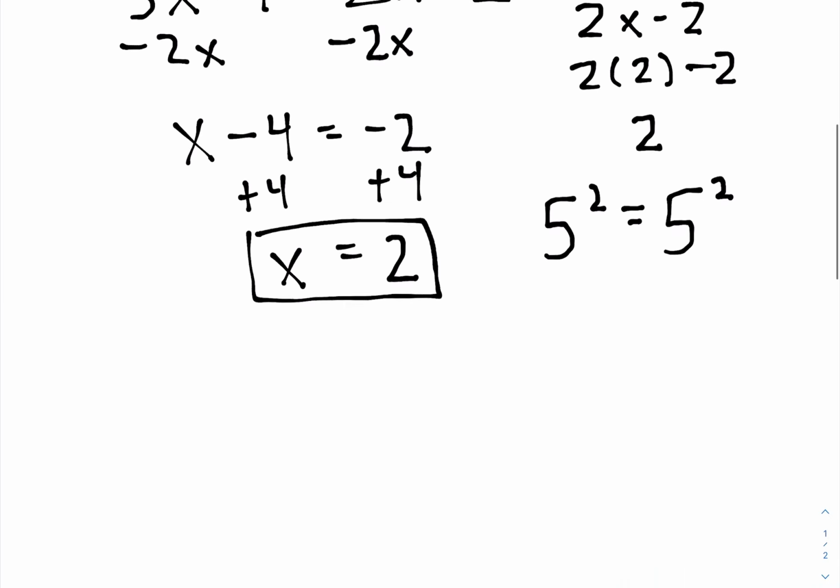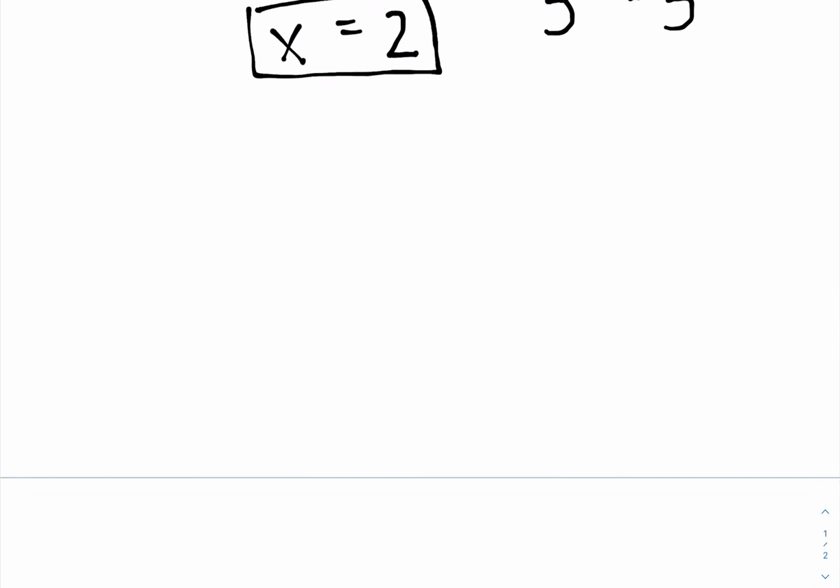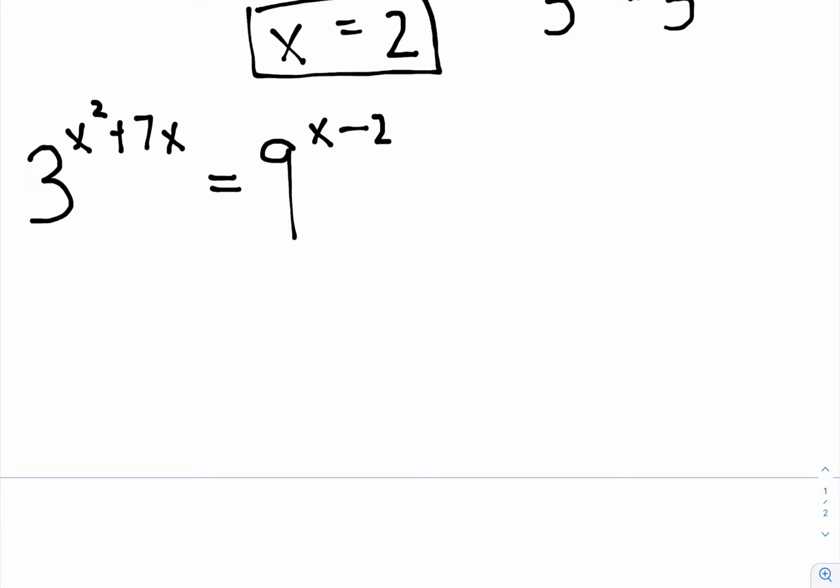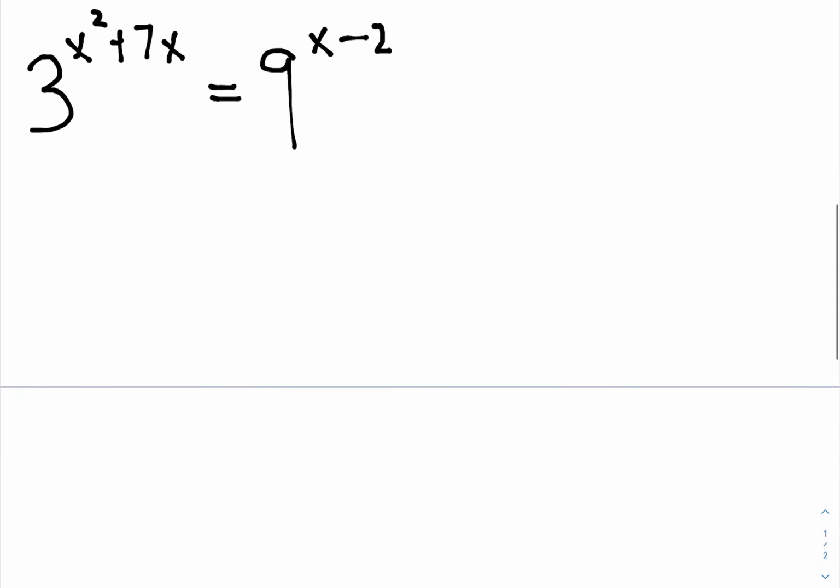Okay, so let's try a bit of a harder example here. That was just kind of an introduction. Let's say we have 3 to the power of x squared plus 7x equals 9 to the power of x minus 2. Okay, so don't be intimidated. It's the exact same thing. We just have a quadratic in the exponent now.